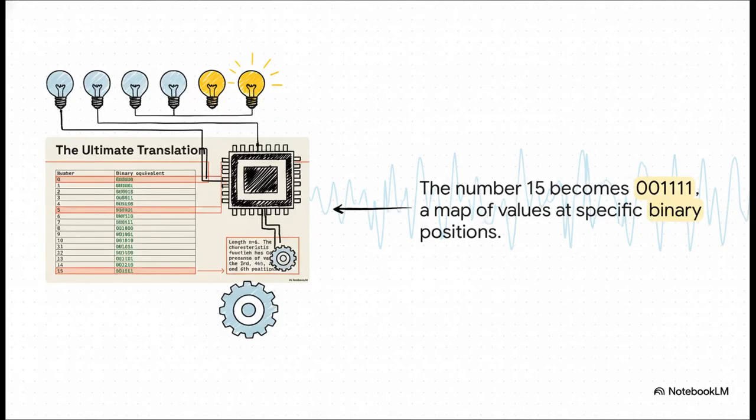Let's look at one final super concrete example. In a 6-bit system, the number 15 isn't just a symbol. It's a physical sequence of on-off switches: 001111. The characteristic function has literally mapped its value onto a physical binary state. The thought has become a thing.